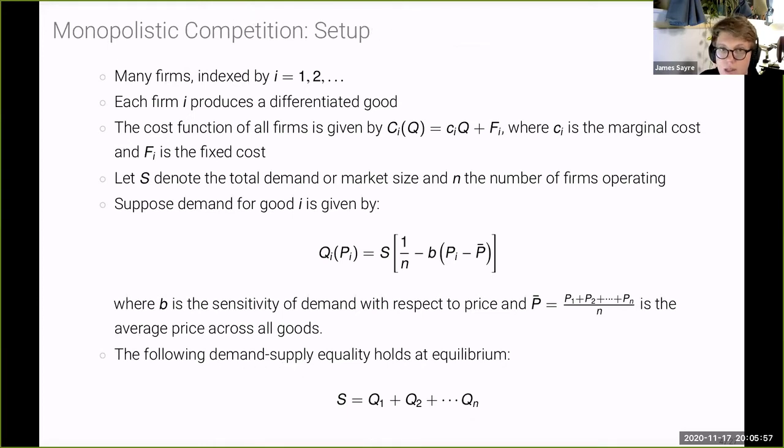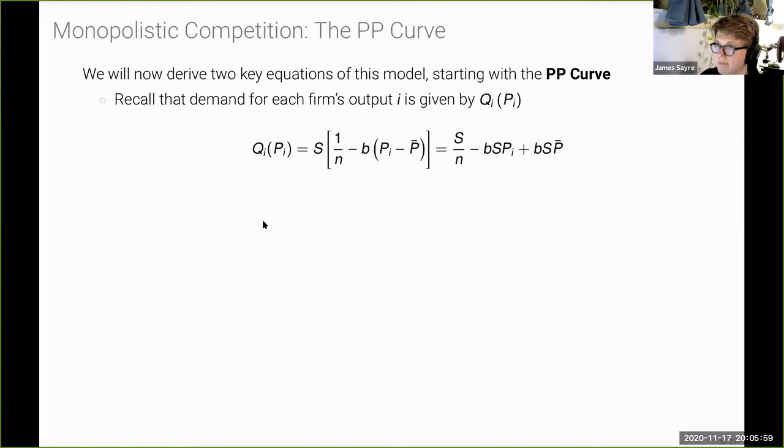Okay, so let's move to the next slide. What I'm now going to do is derive two key equations of this model. I'm going to start with a PP curve. For right now, I'm just going to call it the PP curve, and once I derive it, I'll explain why it's called the PP curve.